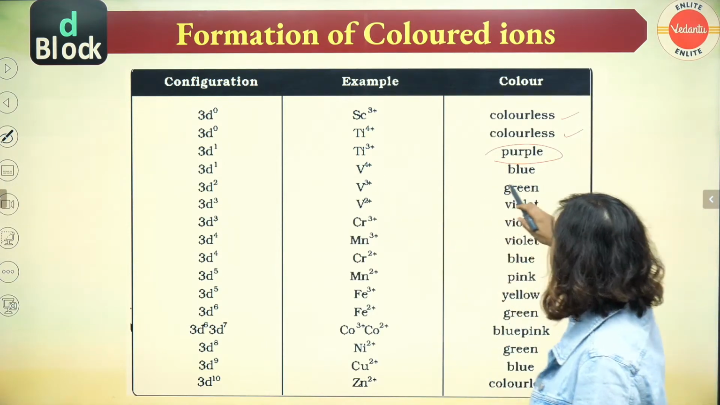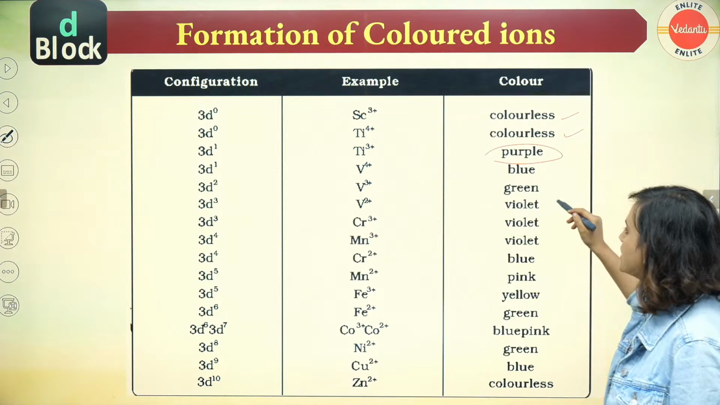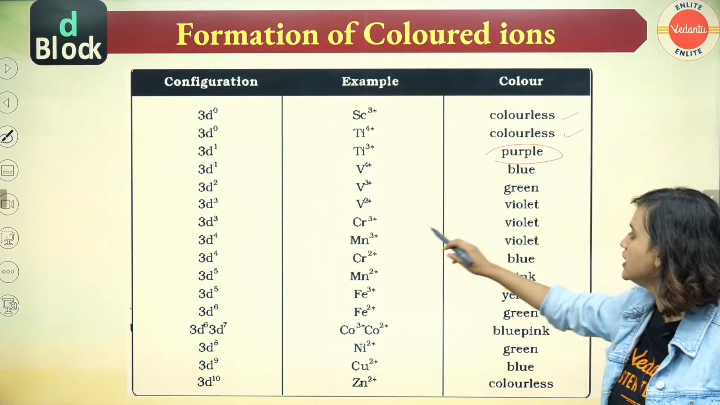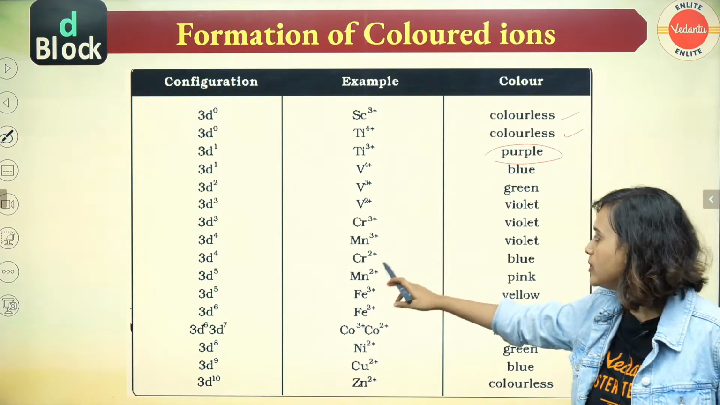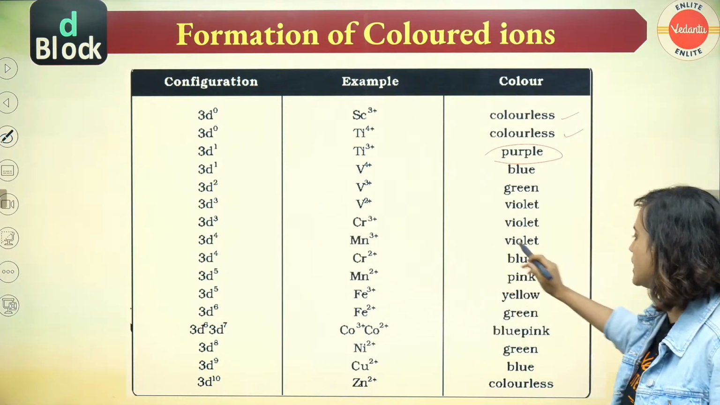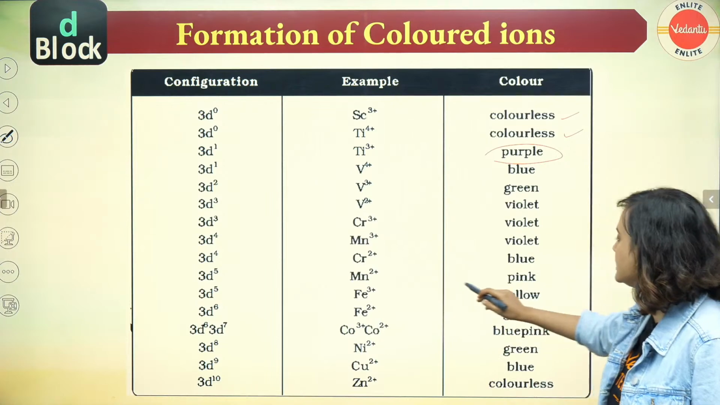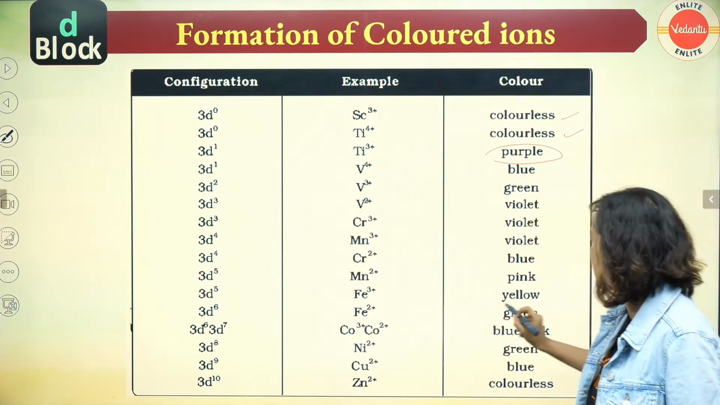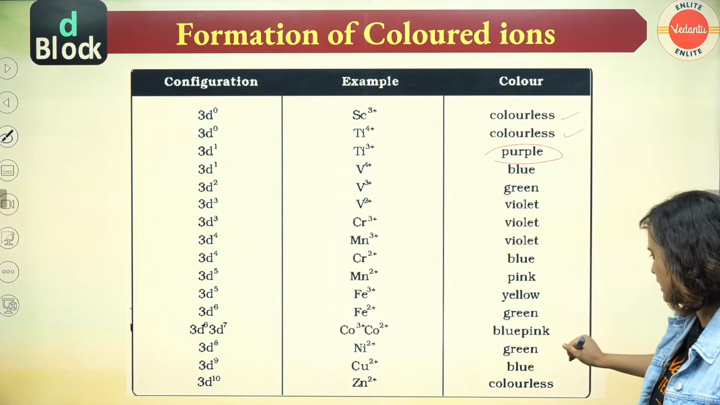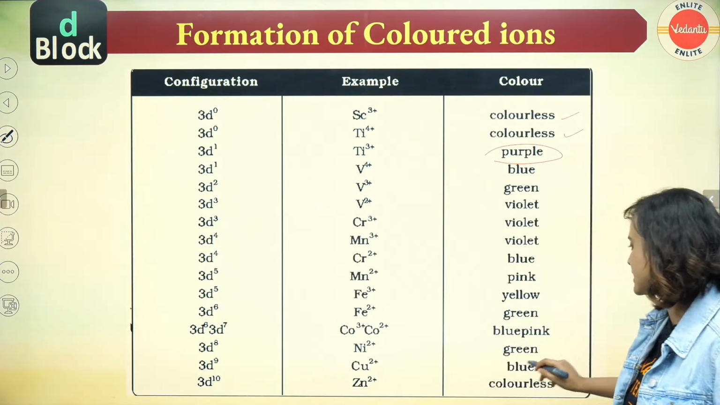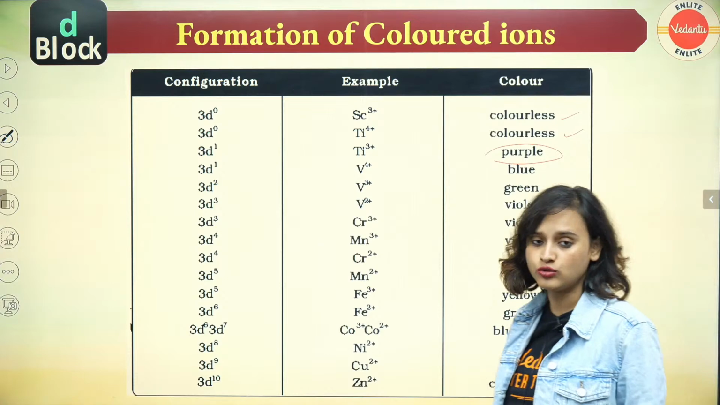See, vanadium 4 plus is blue, vanadium 3 plus is green, vanadium 2 plus is violet, chromium 3 plus violet, manganese 3 plus violet, chromium 2 plus blue, manganese 2 plus pink. Iron 3 plus yellow, iron 2 plus green, cobalt 3 plus blue, cobalt 2 plus pink, and nickel 2 plus is green, copper 2 plus is blue, zinc 2 plus is colorless.